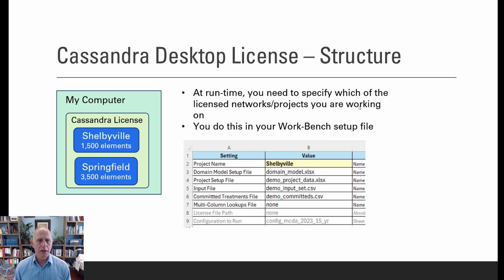For example, you have here your specific computer. On the computer you have a specific license for Cassandra, and let's say you've got 2 network licenses in your license. One, let's say, is for a town called Shelbyville, and you've got 1463 treatment links or elements for that town council in your model. So you will probably want something that allows for a little bit more, let's say 1500 elements. And then you've got another town called Springfield where you may want more elements allowed, and so each of these will be priced accordingly, contained in your one license.